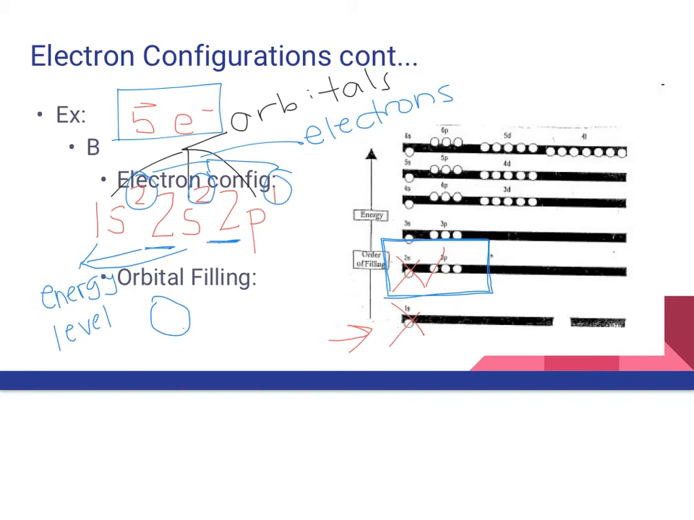I'm just going to draw a circle to represent the 2s orbital, 3 circles to represent the 2p orbital, and then I'm just going to copy down what I have. In the 2s orbital, I have 2 electrons, and in the 2p orbital, I have 1. So my orbital filling diagram is only showing 3 of the 5 electrons, because only 3 of the 5 electrons are found in that highest energy level. Okay, so let's take a look at another example.